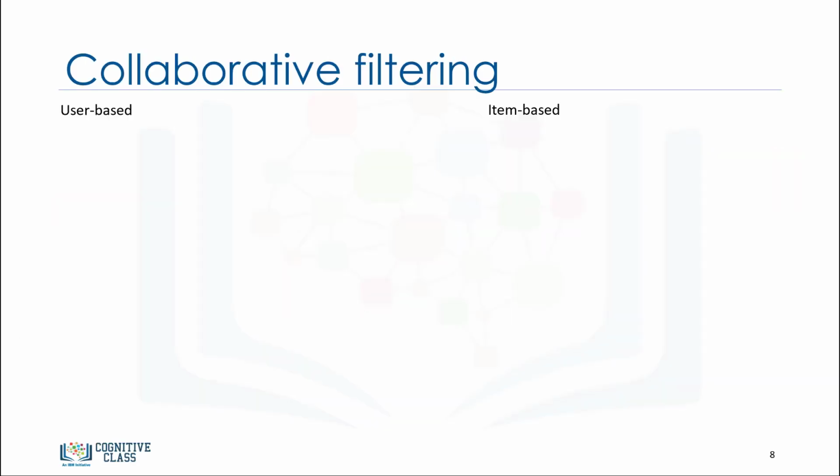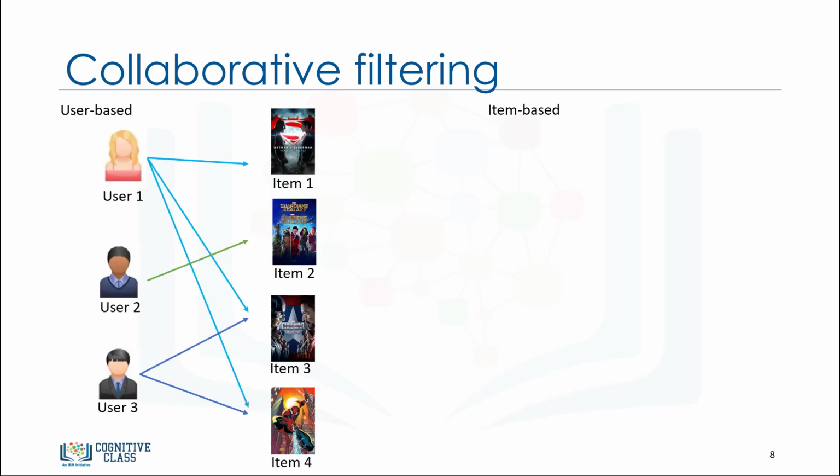Now, let's examine what's different between user-based and item-based collaborative filtering. In the user-based approach, the recommendation is based on users of the same neighborhood, with whom he or she shares common preferences. For example, as user 1 and user 3 both liked item 3 and item 4, we consider them as similar or neighbor users, and recommend item 1, which is positively rated by user 1 to user 3.